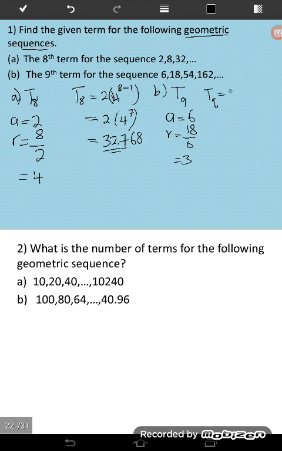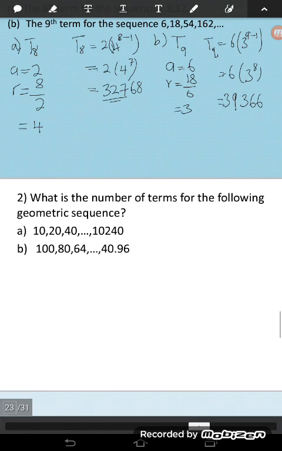Okay, so we have here T9 equal to A, which is 6, times R, 3, power of n minus 1. So 9 minus 1. So we have here 6 times 3 power of 8. So what is the answer? Okay, so the answer is 39,366.